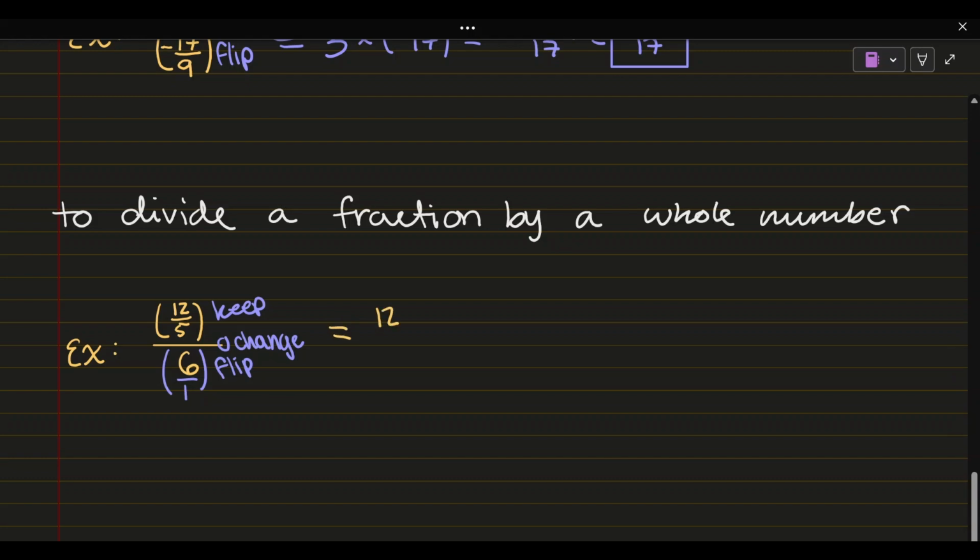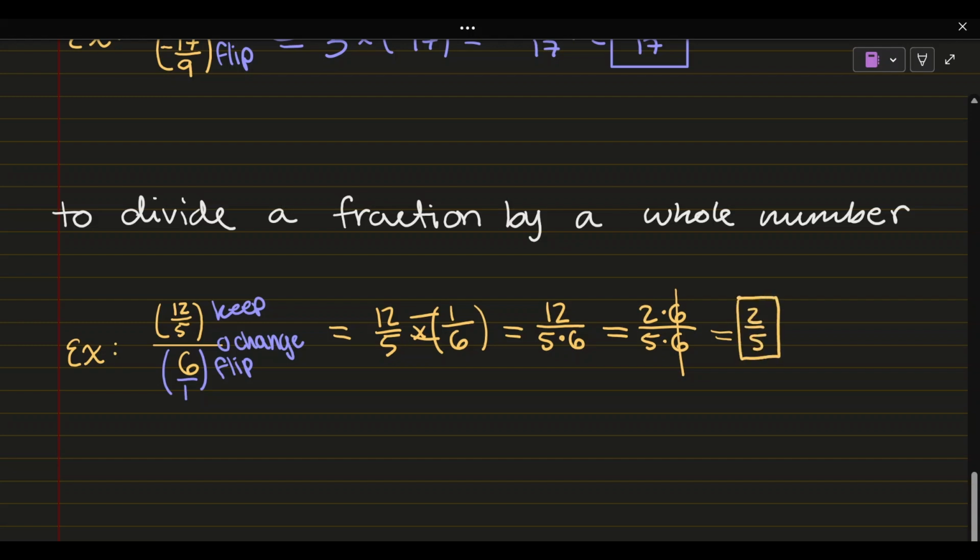So what I have, if I keep the numerator, is 12 over 5 times, and then flipping the denominator, I have 1 over 6. Multiplying across, this is 12 over 5 times 6. But for the sake of simplification, remember that 12 is 2 times 6 over 5 times 6. And then I can cross out these 6's because I have 1 in the numerator and 1 in the denominator. And so I'm left with 2/5. And I'm all done.